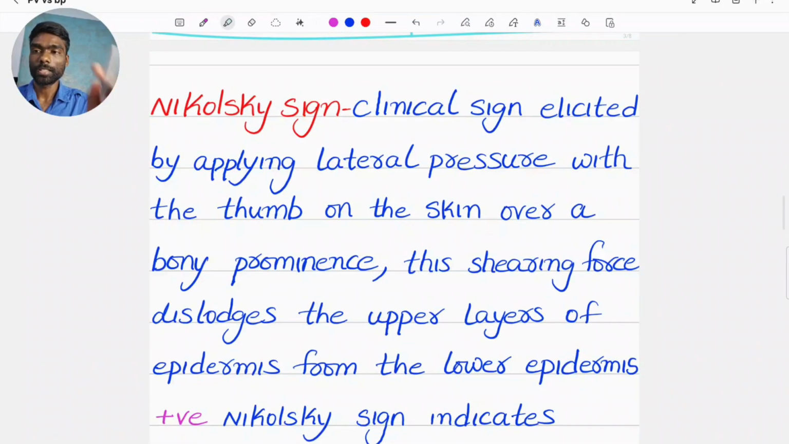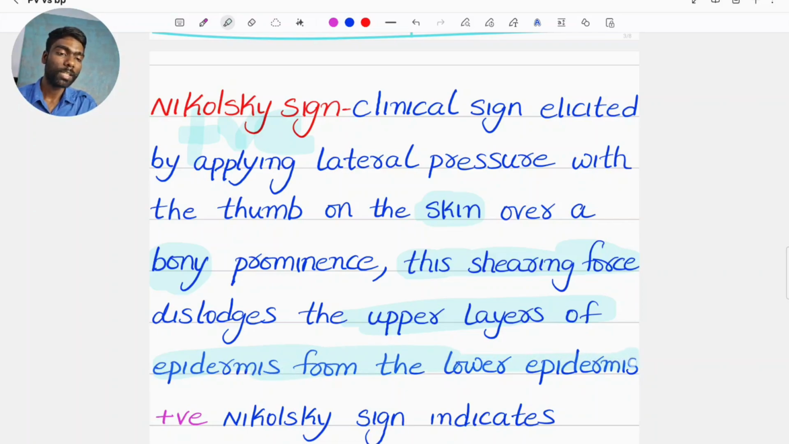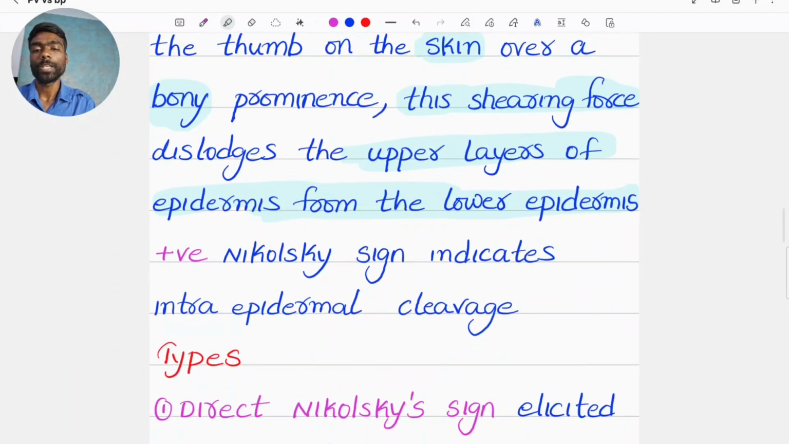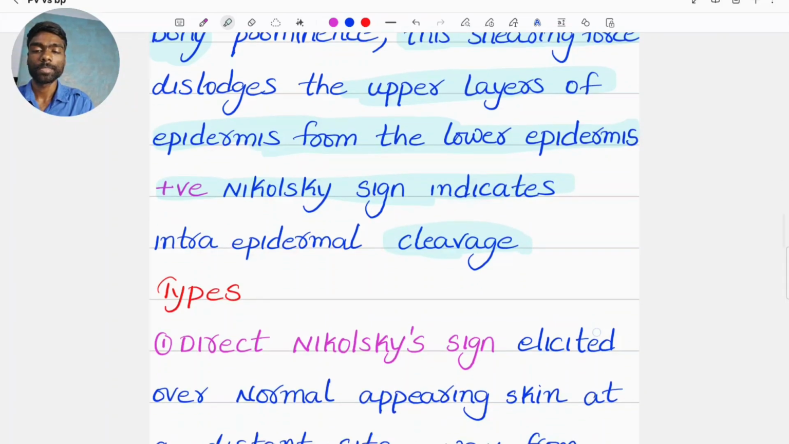Coming to Nikolsky sign. It is positive in Pemphigus vulgaris. I already told you. What is it? A clinical sign elicited by applying lateral pressure with the thumb on the skin over a bony prominence, normal skin. This shearing force dislodges the upper layers of epidermis from the lower epidermis, which indicates intraepidermal pathology, intraepidermal split. A positive Nikolsky sign indicates intraepidermal cleavage.